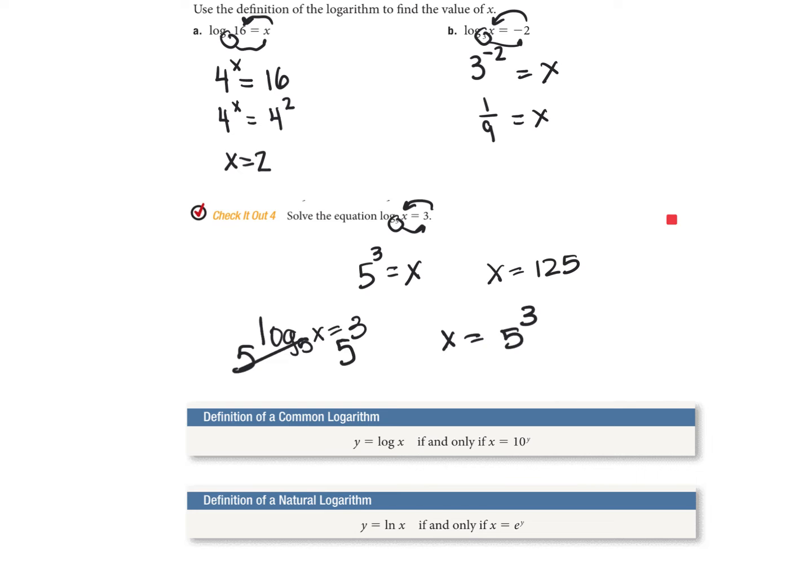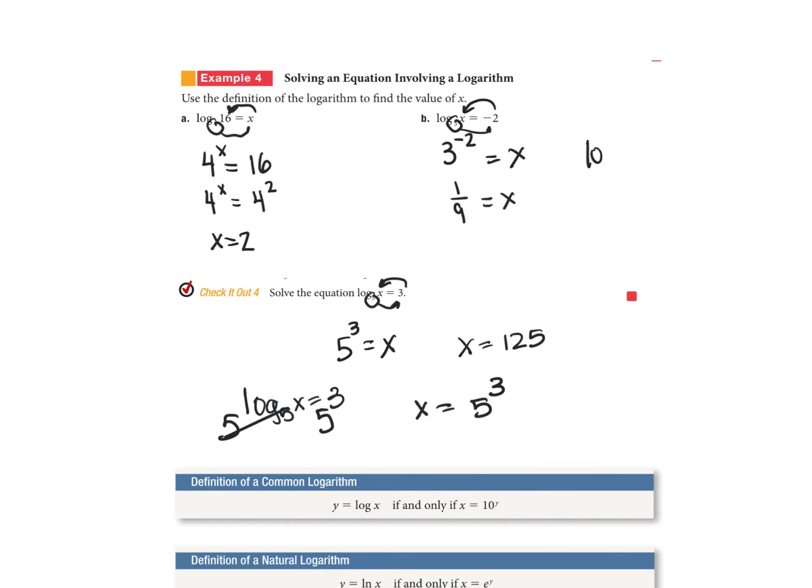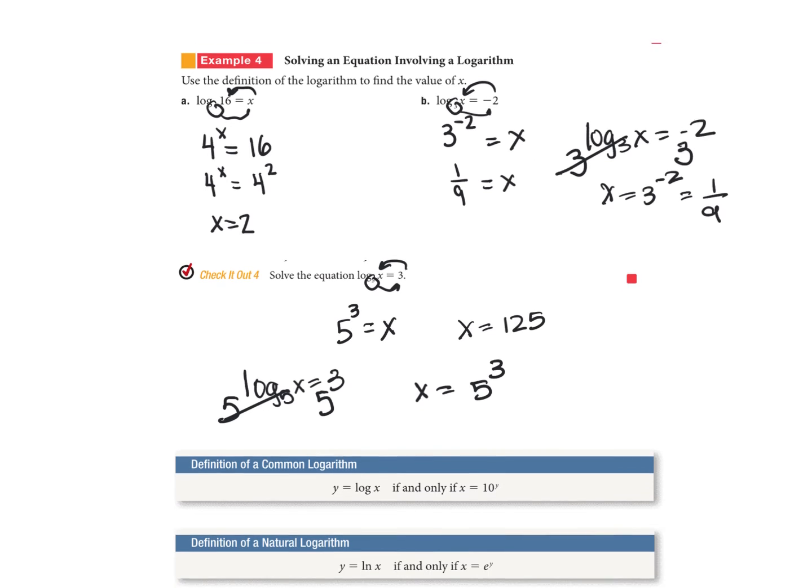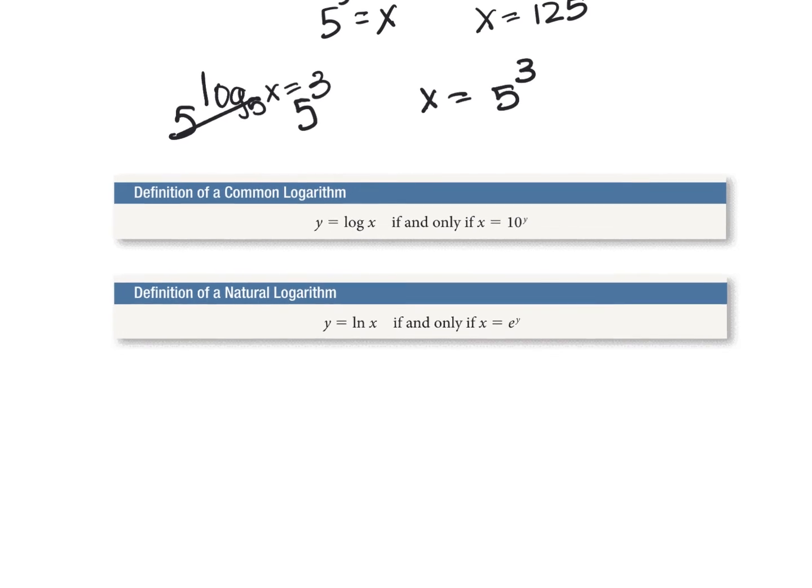Same idea. Like on this one, this is log base 3 of x equals negative 2. I can think of taking each side with 3 as the base, putting a 3 as the base to each side. If the exponents are equal, then the numbers are equal. So these cancel. I get x equals 3 to the negative 2, which is 1/9. So there's a couple different ways of thinking about this. Maybe one way works better for you than another, whichever makes sense.